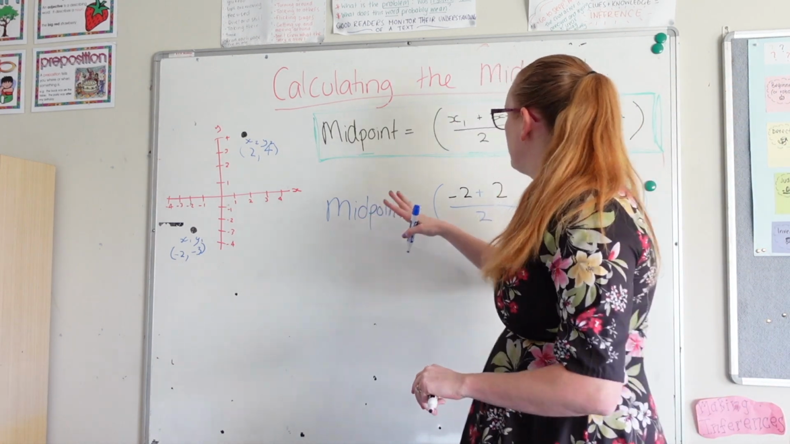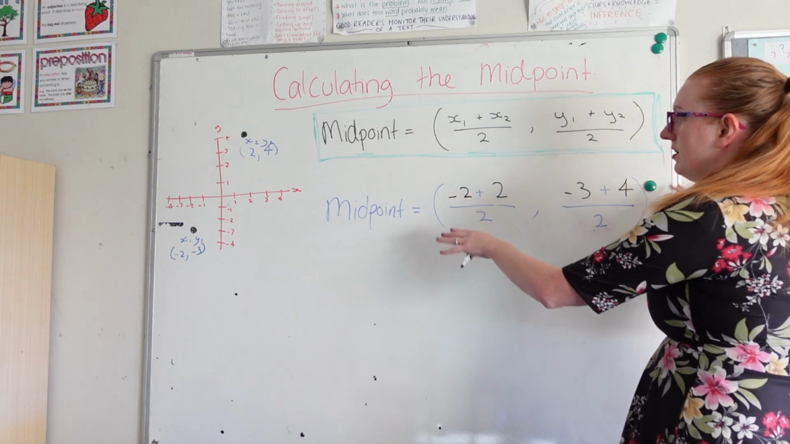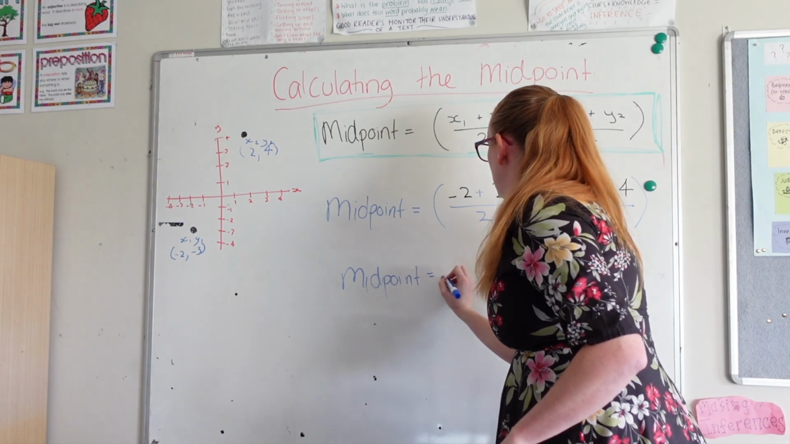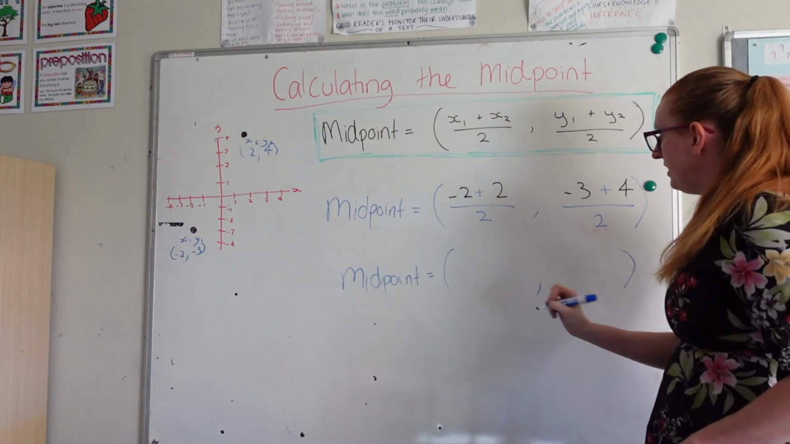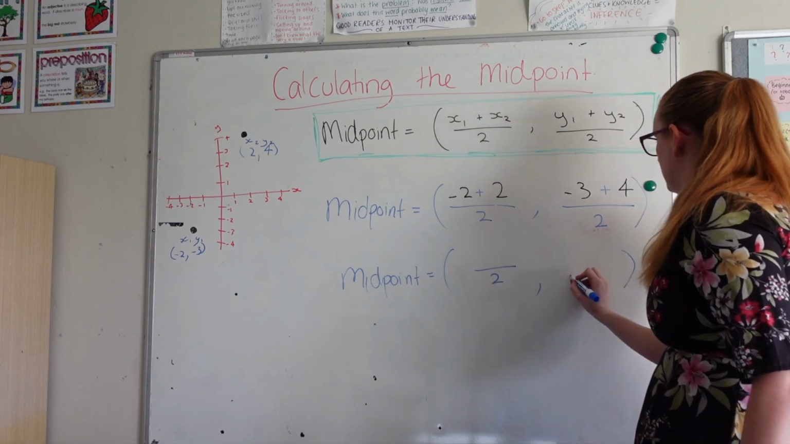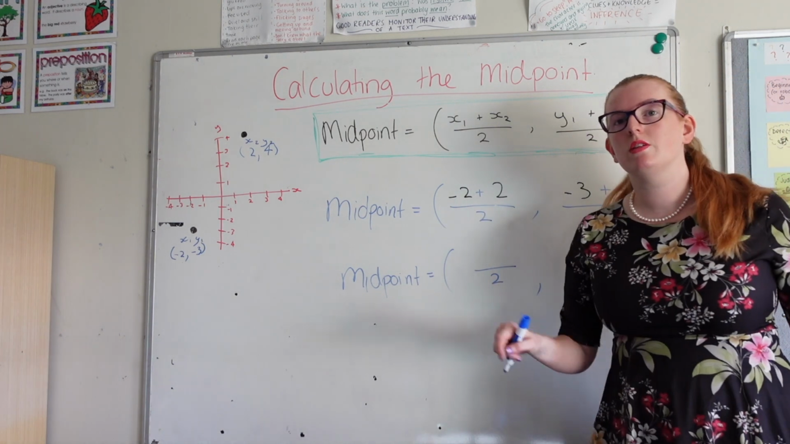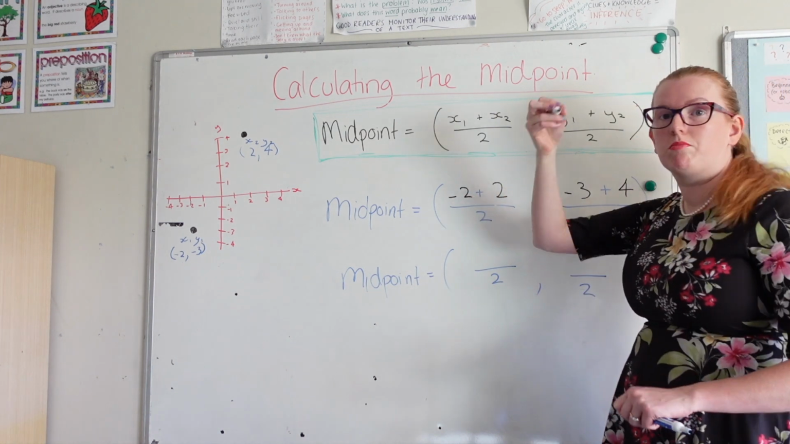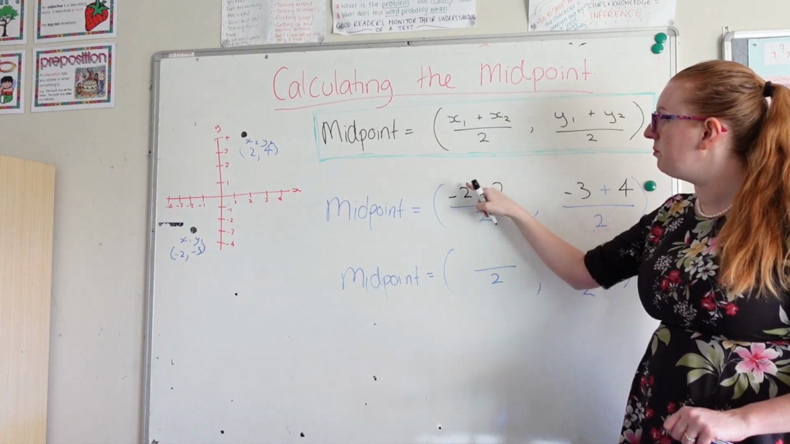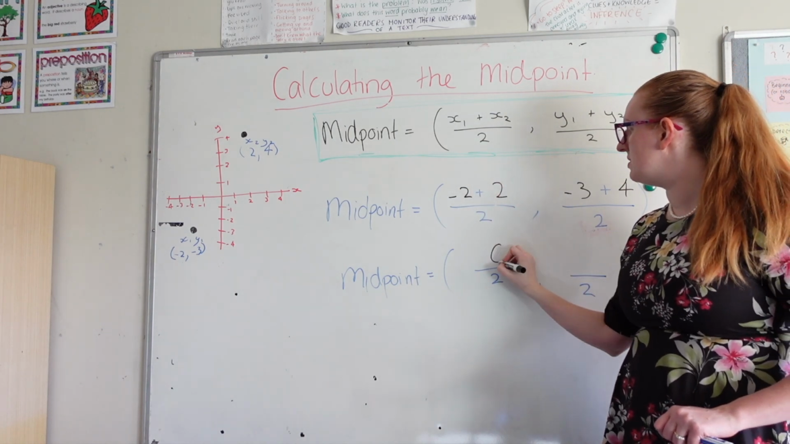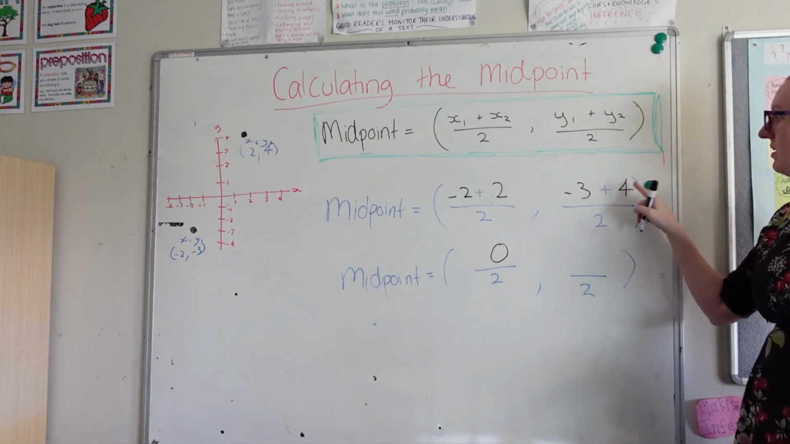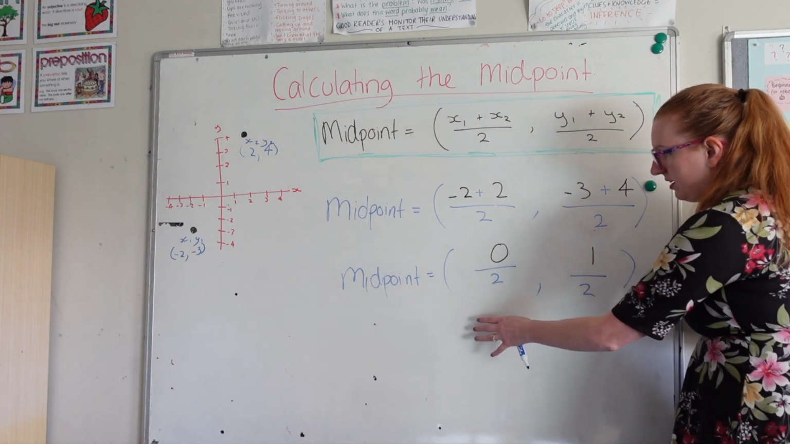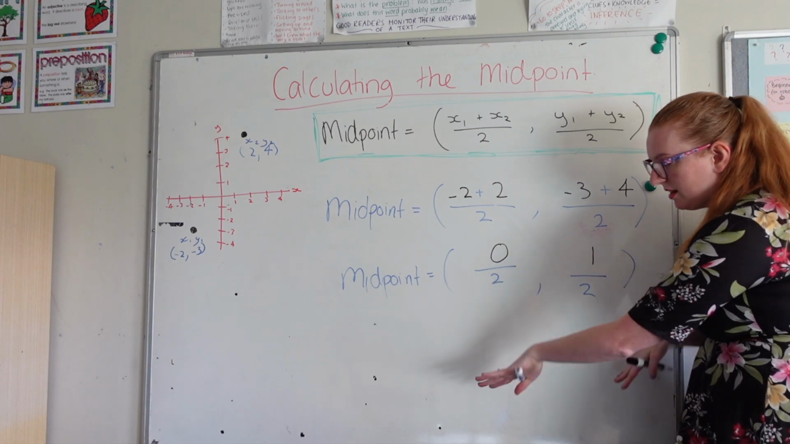So I'm going to rewrite the shell like I did before. I've got a bracket, comma in the middle, and it's something over 2 and something over 2. Now what I'm going to do is add what's happening on top. So I've got -2 plus 2. First I'm adding up what's on the top. Minus 2 plus 2 gives me 0. And then I've got minus 3 plus 4, which gives me 1. Okay, cool. So now I can do this division, but I'm going to do it on another line.